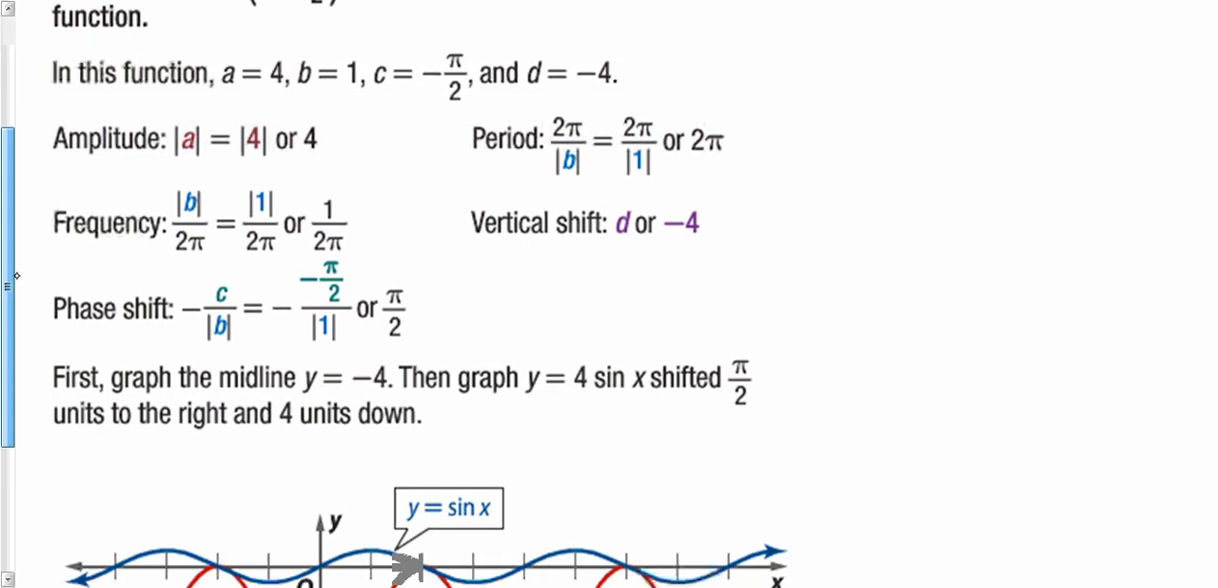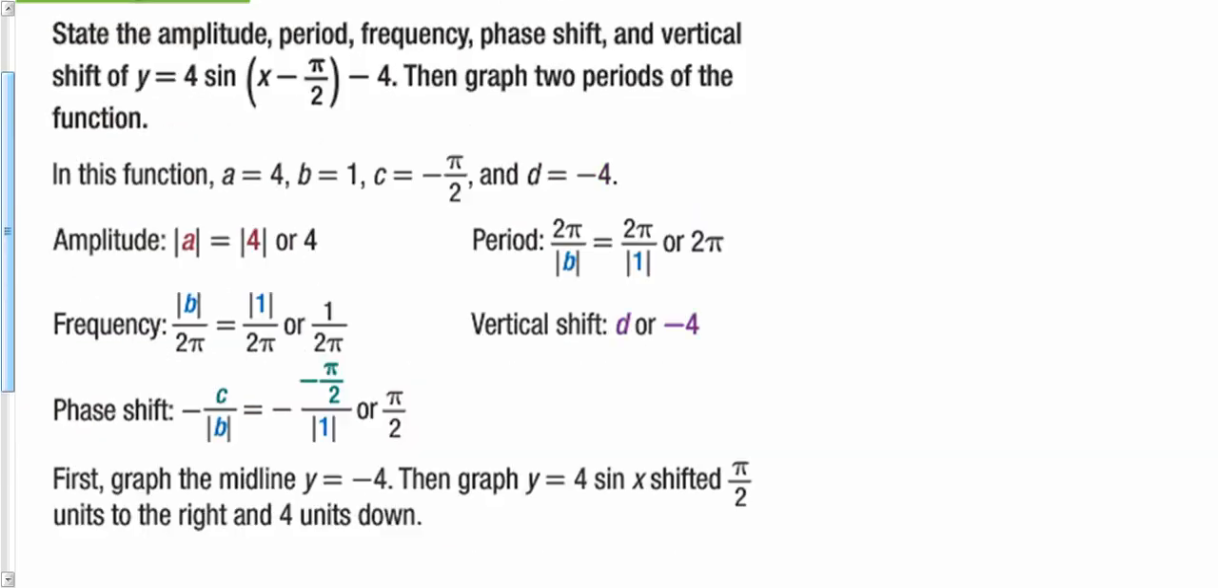Anyway, so here we have a is equal to 4. That comes right from there. B is equal to 1, which comes right from the number in front of x. C is there, and D is there. So my amplitude, in red right here, gives me the absolute value of 4, or just 4.